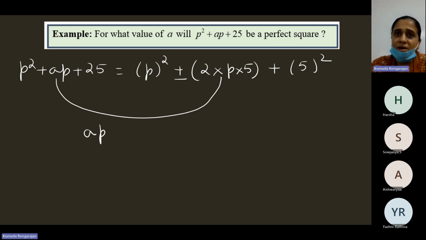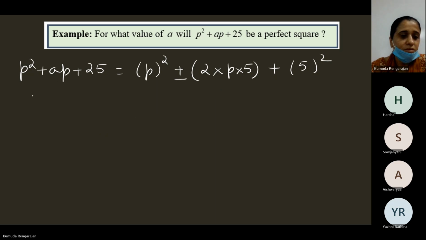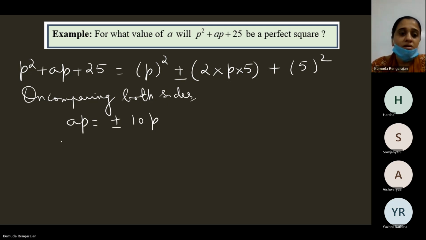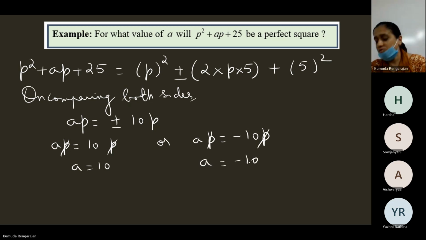So on comparing both the sides, AP is equal to plus or minus 10p. So AP is equal to 10p, A is equal to 10, or AP is equal to minus 10p, P cancels, A is equal to minus 10. So for both these values, it can be a perfect square. Please write down.